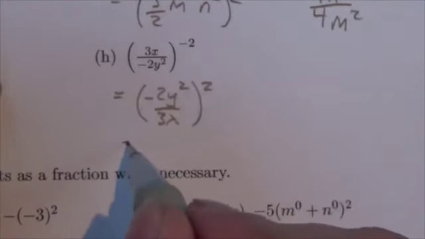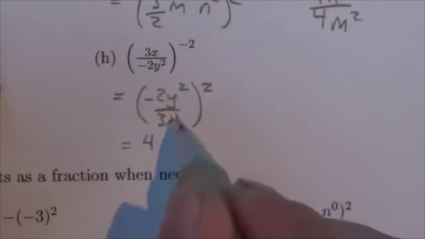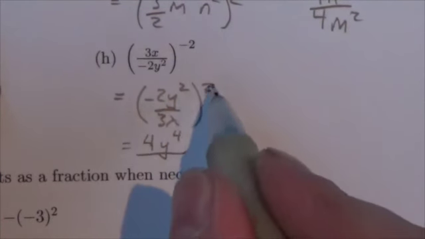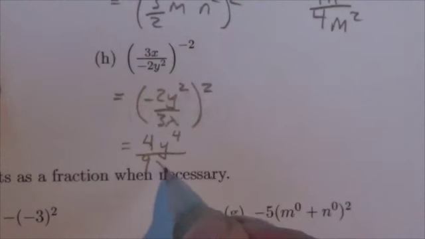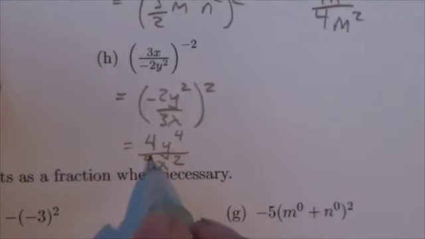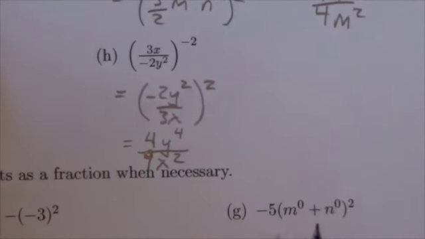And now I will just square everything. So negative 2 squared will be positive 4. Y squared squared will be y to the 4th. 3 squared is 9, and then x squared is just x squared. And actually, that's as far as you need to go. 4y to the 4 over 9x squared. That's it.